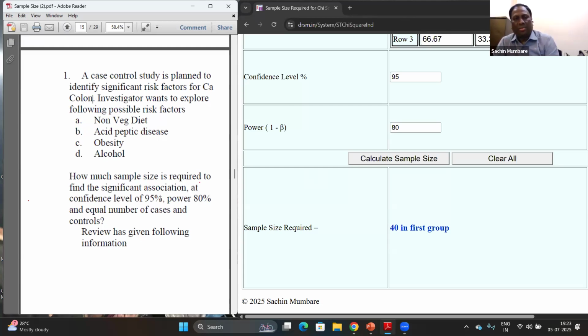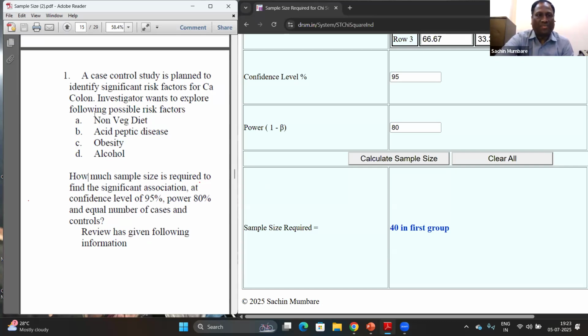Now, for this case control study, how much is the sample size required? What will you do now? You will do the review and find out the odds ratio for each of these possible risk factors provided by previous studies. Based on this previous data, you will calculate the sample size required for testing each of these risk factors, and then take the maximum of those sample sizes.